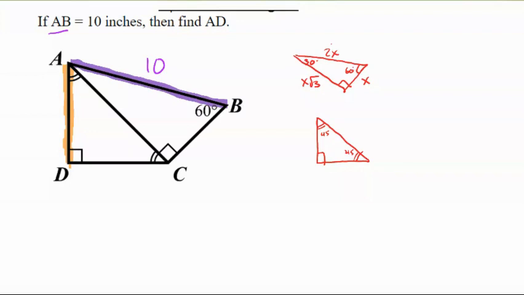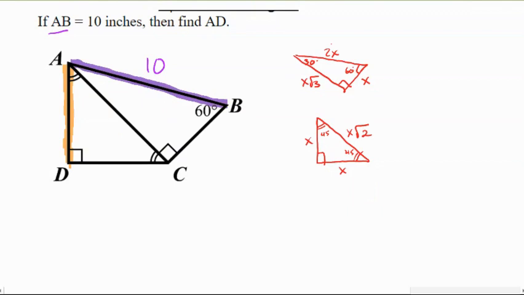For the 45, 45, 90, again, I'm going to use X here. Hope that doesn't mess us up later. But basically, these two sides are going to be the same. And then the longest side, or the hypotenuse, is going to be whatever that is times root 2.